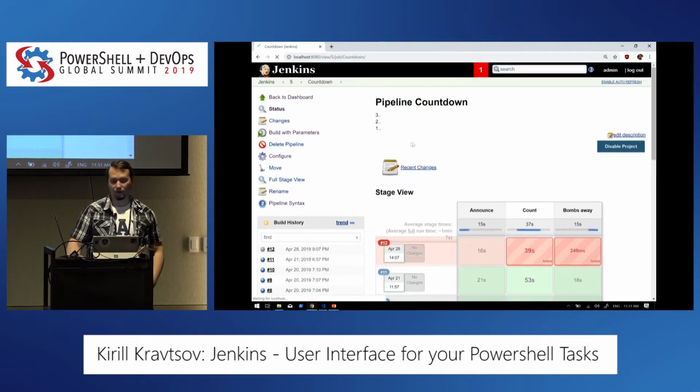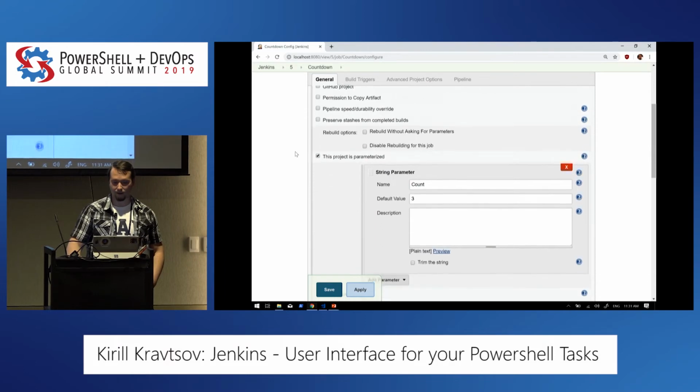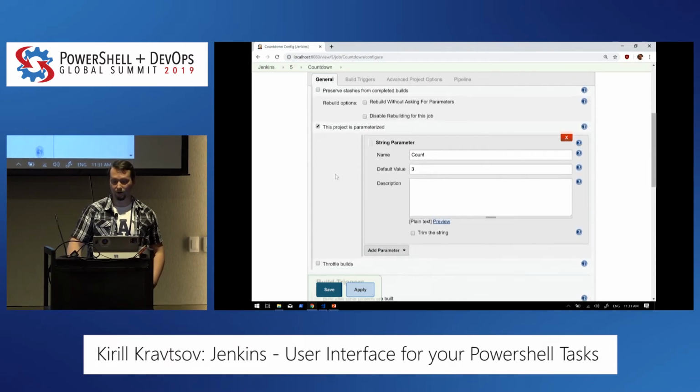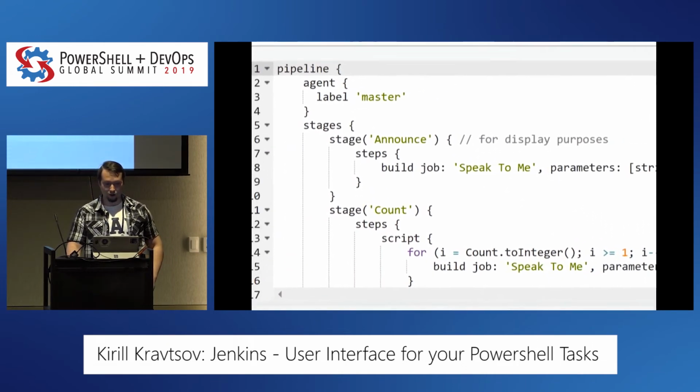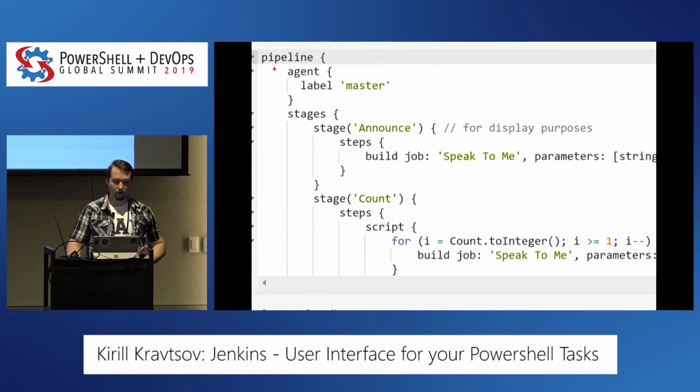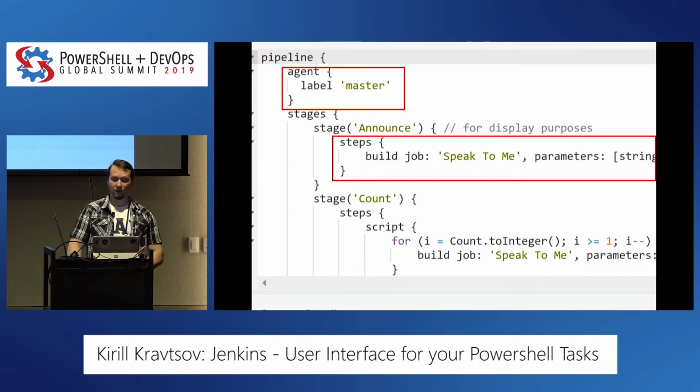And if we go to the configuration, it is a different kind of job. So it is still parameterized, but here we have a pipeline instead of the build steps. And this pipeline, if you look closer, is actually very self-explanatory. So here we have an agent section where we defined where exactly we want to run this job. In this case, I'm running it in master because all it's got to do is build a different job for me here. So this is a step that builds another job, and you then provide a bunch of parameters.